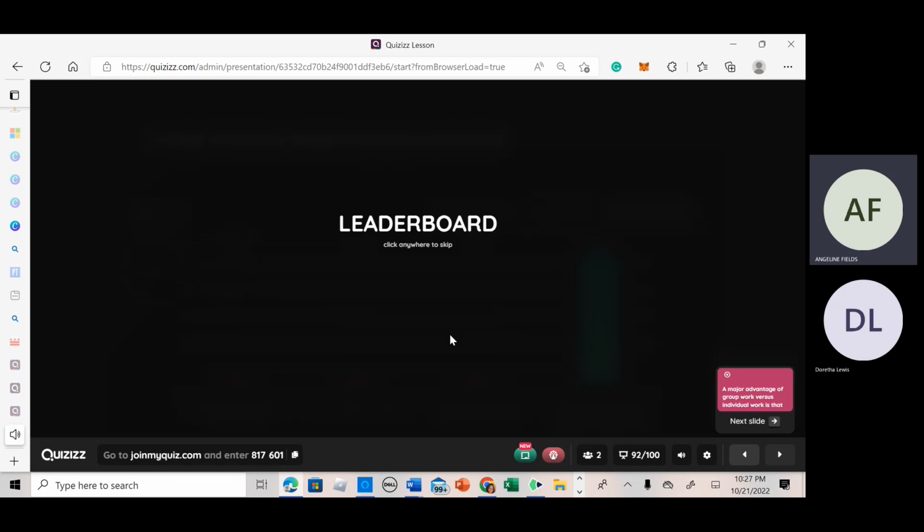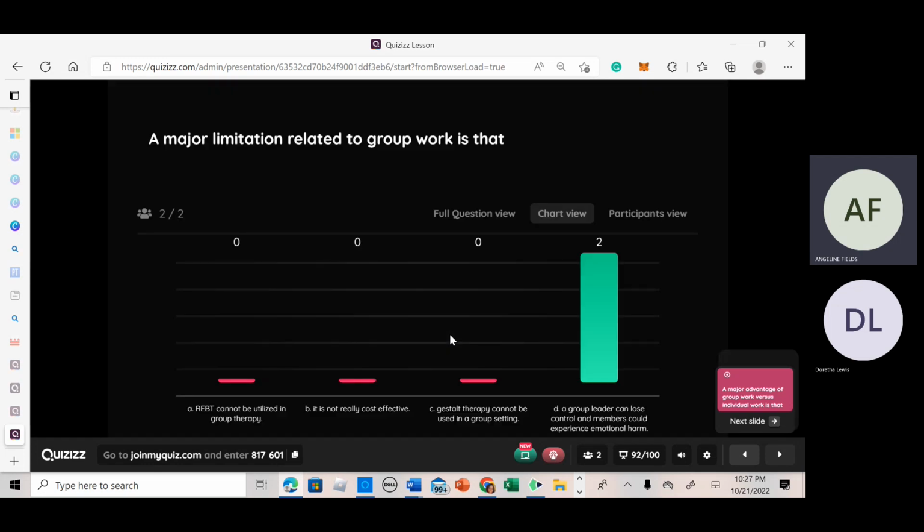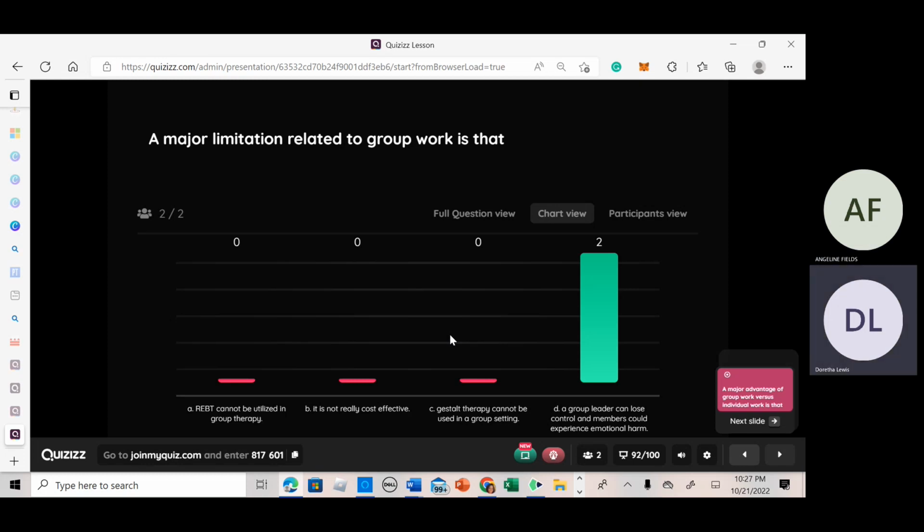A major limitation related to group work is that a group leader can lose control and members could experience emotional harm. Yep. And that goes back to do no harm to the clients and also setting the rules and boundaries within the group of what's acceptable behaviors. If you don't have that, then if you have an inexperienced counselor or co-leader, they can also contribute to that as well.